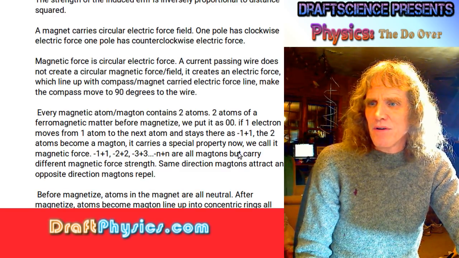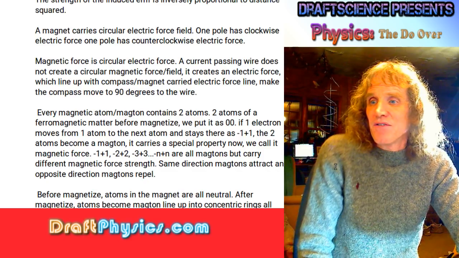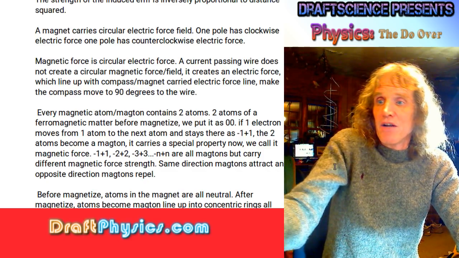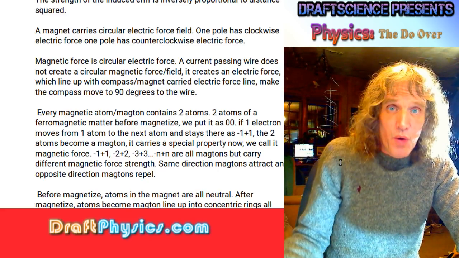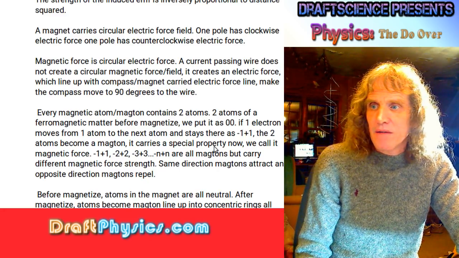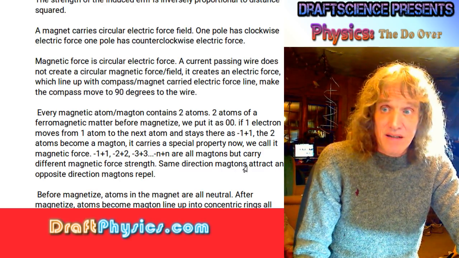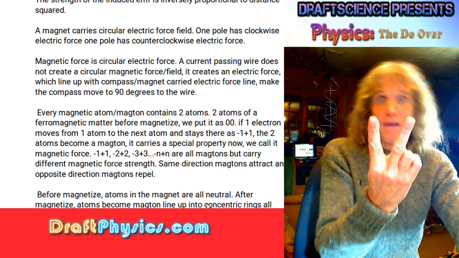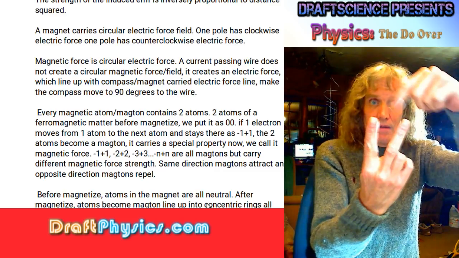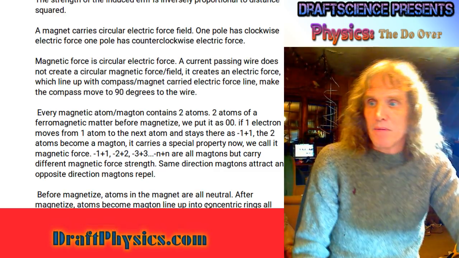A magnet carries circular electron force field, says you. It just says nothing. The magnet carries circular electronic force field. Says you. One pole has clockwise electric force, the other pole has counterclockwise electric force. Well, in two conductors, that's not the truth. They're both going clockwise, but when they're next to each other, this one's going this way, and this one ends up going that way, which means they're going in opposite directions between them.